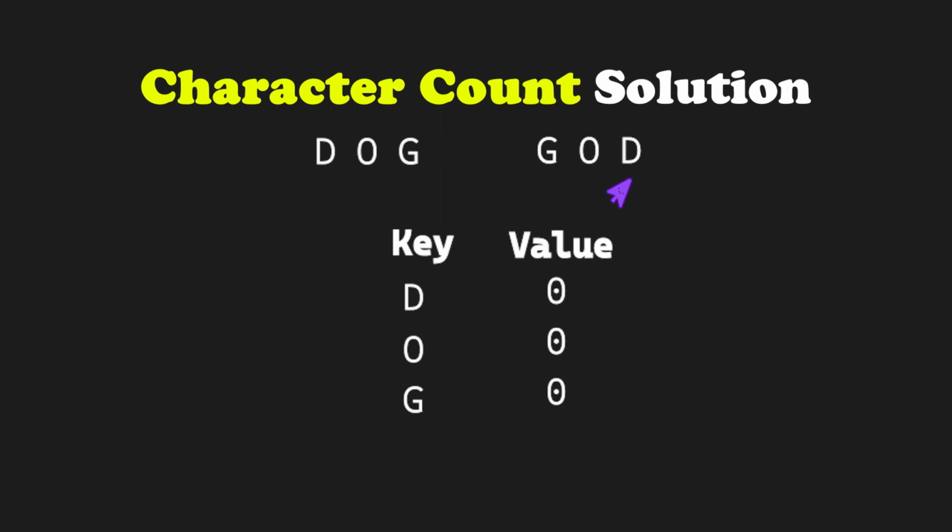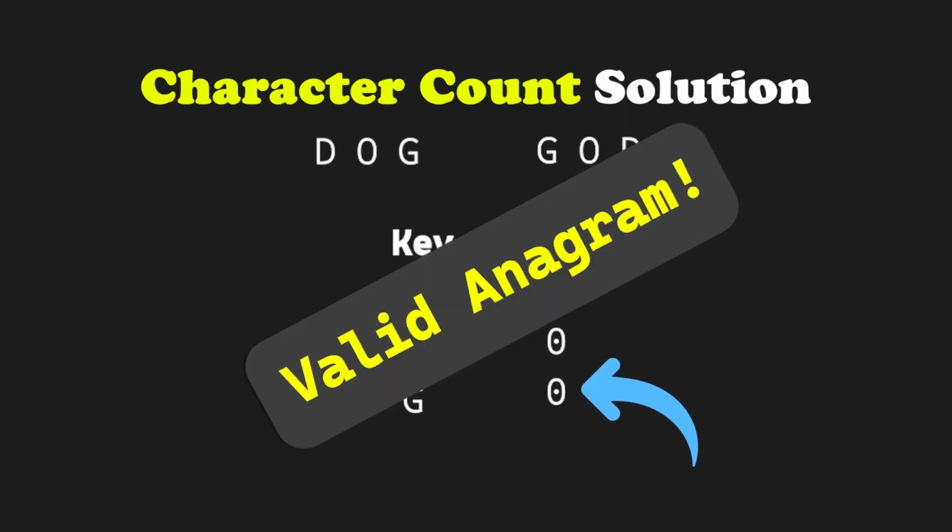Now, once you're done checking all the characters of the second string, just check that hash map. Make sure it's empty. If it's not empty, then all the characters weren't accounted for from the first string, so just return false.